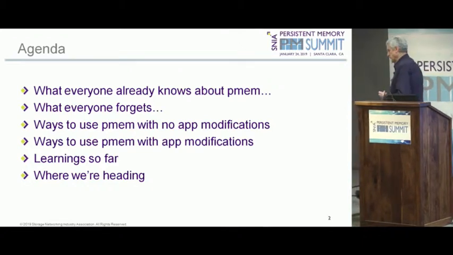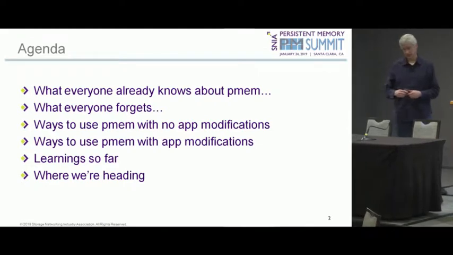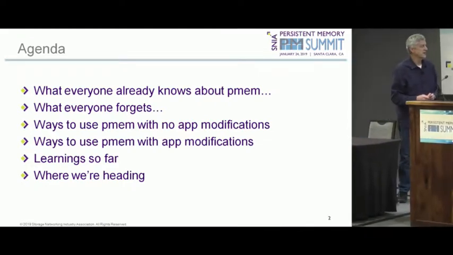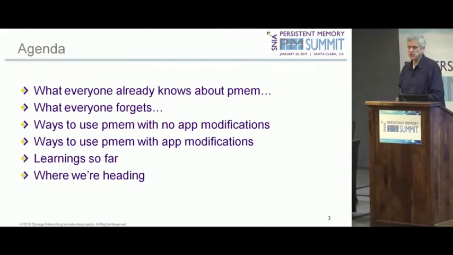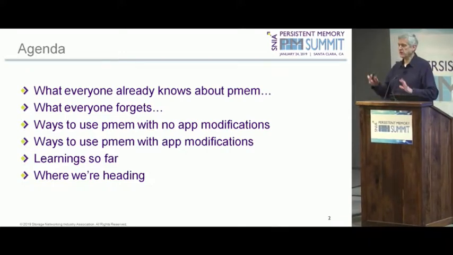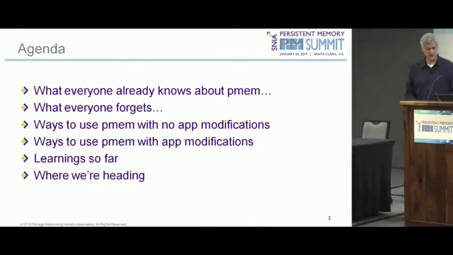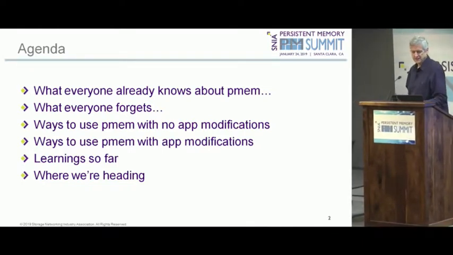So what I'm going to cover is I'll do a quick slide about what everybody already knows, and you've probably heard now in at least 2 talks. But then there are some parts of the programming model that everybody forgets, and I thought I would remind you what those are, and then talk about whether there are ways of using persistent memory without modifying your application. Of course there are, and I'll cover some learnings.